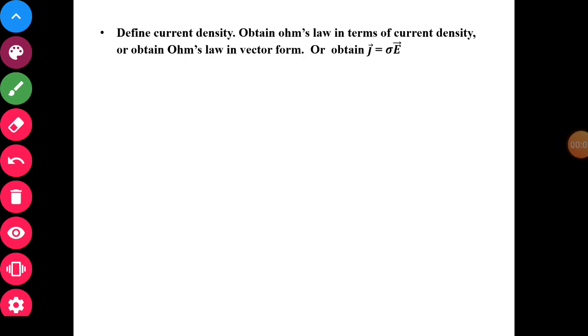Now, today's topic is to define current density. We want to obtain Ohm's law in terms of current density. This question can be asked as: obtain Ohm's law in vector form, or obtain J is equal to sigma E. Here, J is the current density.